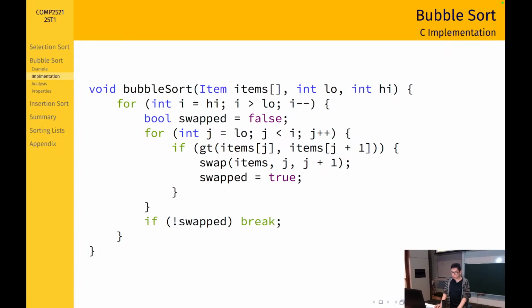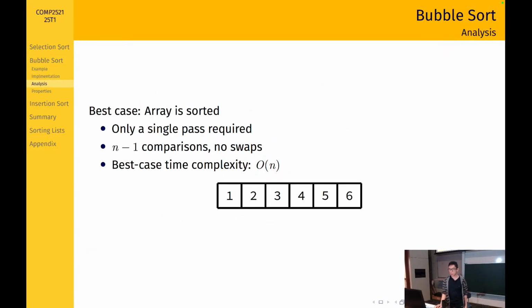Okay, so that's bubble sort, and let's analyze bubble sort in terms of what happens if we give the array sorted input, and what happens if we give it reverse sorted input. If the array is sorted, then the algorithm is only going to perform a single pass. It's going to perform one pass through the array, it's not going to make any swaps, and it's going to stop because it knows that the array is sorted. In total, the number of comparisons we make is n-1, and we don't make any swaps, so the best case time complexity is O(n).